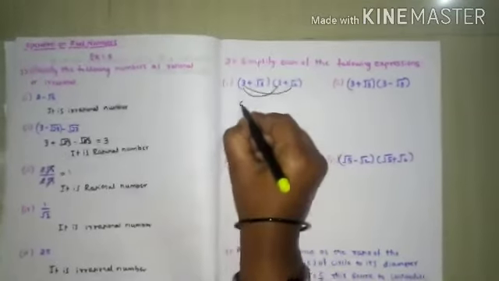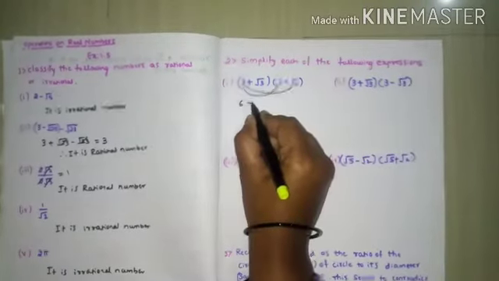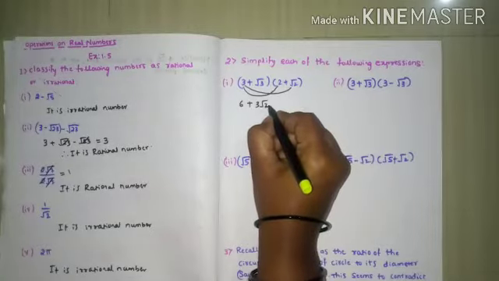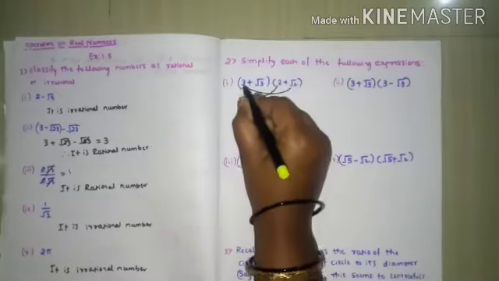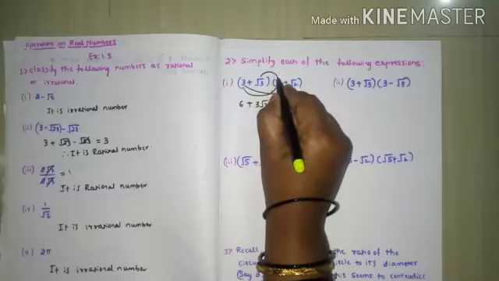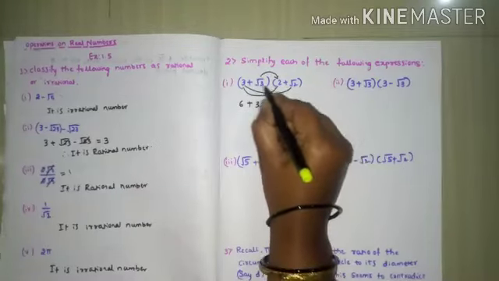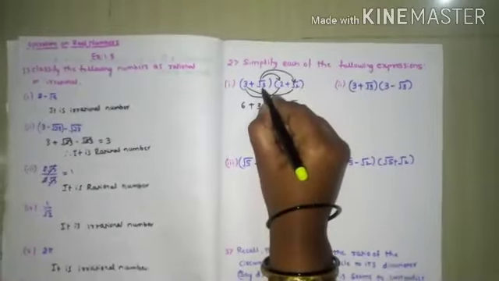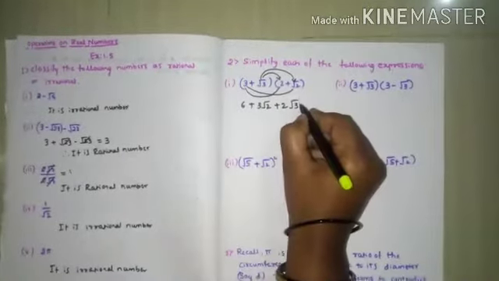3 twos are 6. Then 3 into root 2, here plus is there, here plus is there, so plus 3 root 2. Always while multiplying a root number and a non-root number you should keep it as it is, like a variable in algebra, and multiply the two numbers. Next 3 root 2, again plus 2 root 3. Now again you multiply these two. Here this is also containing root, this is also containing root. You can multiply and put the root for both the numbers.